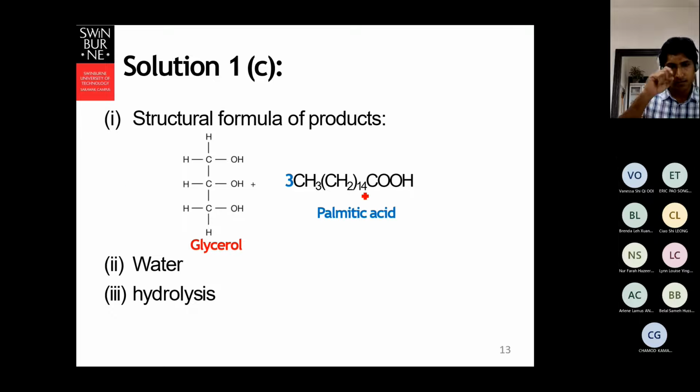And another thing, not a product formed, but the reactant that is required, is water, because the OH and H are coming from water, and this is called hydrolysis. Hydrolysis means the water becomes dissociated, water becomes broken into two parts, and those two parts are attached to those two products. So that is called the hydrolysis reaction.